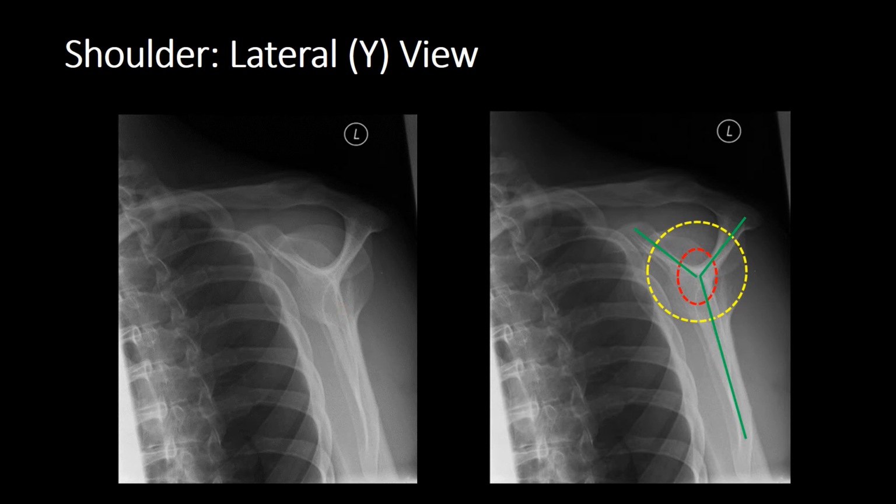It's called the Y view because the appearance of the scapula is similar to that of a Y, with the spine of the scapula forming one strut of the Y, the acromion forming the second strut of the Y, and the body of the scapula forming the third strut of the Y. A well-positioned Y view will have the glenoid, which is demonstrated as a dotted red line, over the centre of the Y, and the head of humerus, the dotted yellow line, superimposed over that.